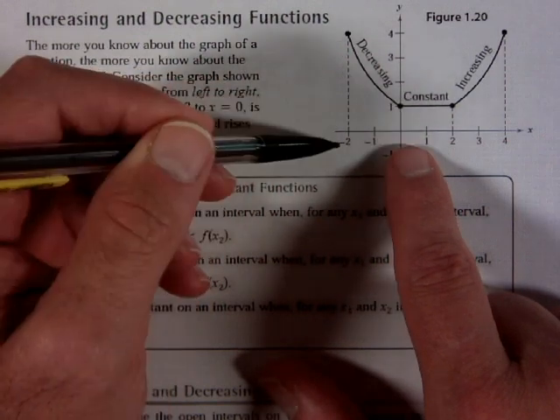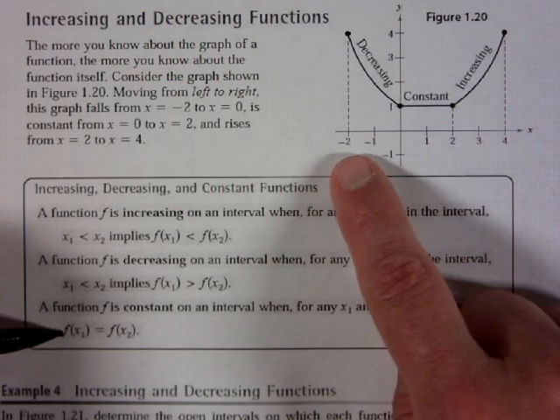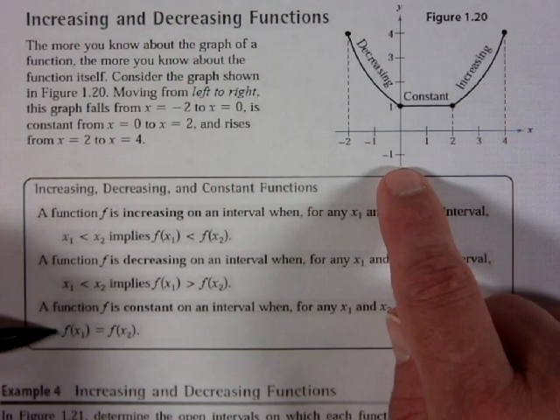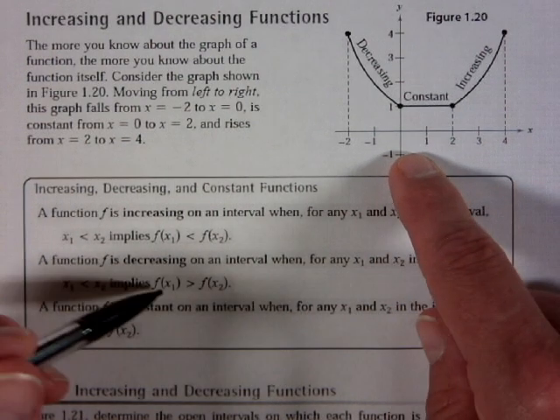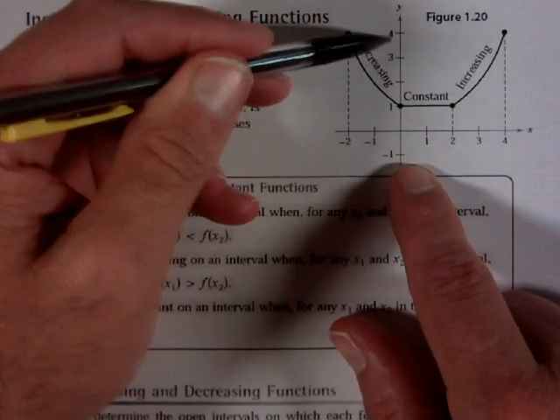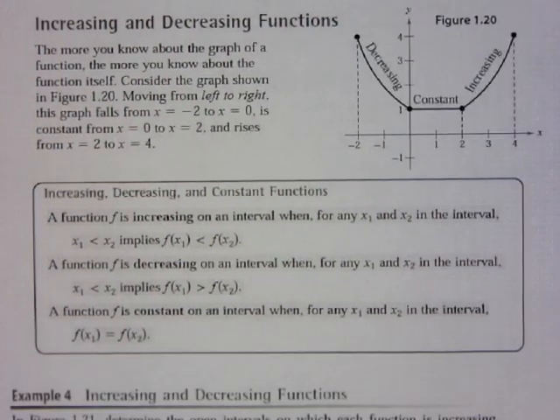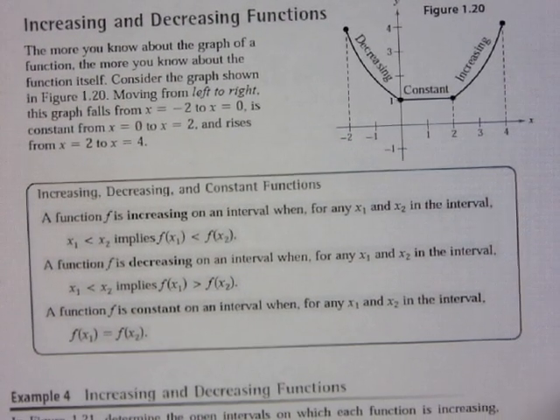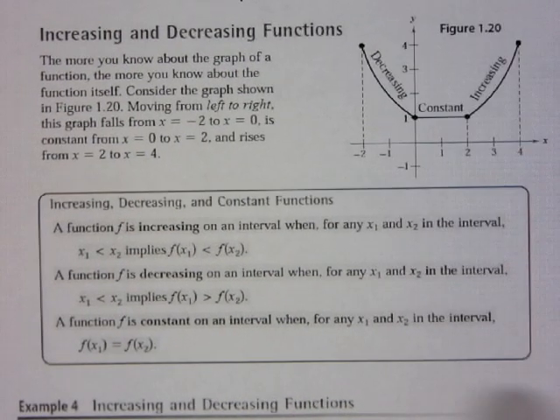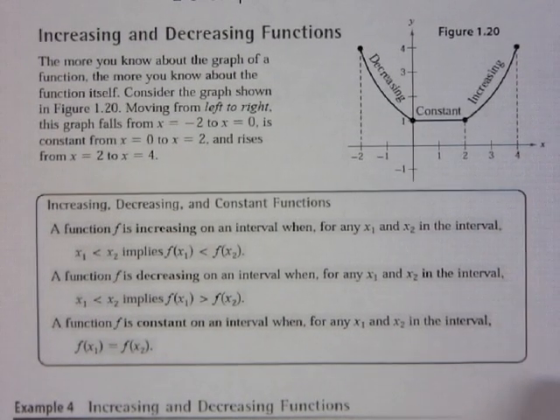So even though x sub 1, 2 is less than 0, the f of the x's, 4, is actually greater than 1. All right, so if that happens for all of the elements in that interval, then you know that the function is decreasing.